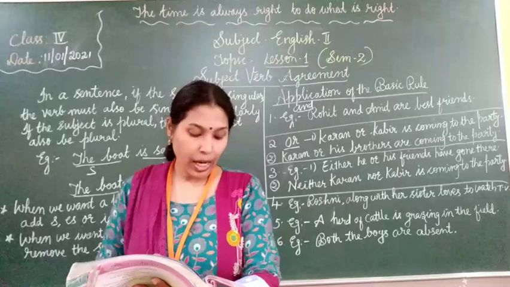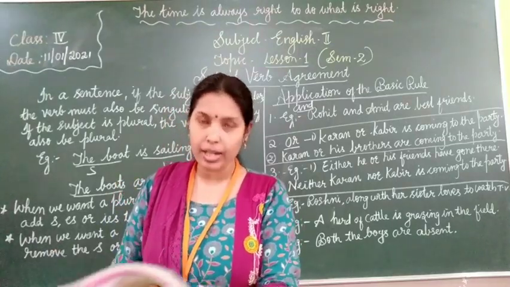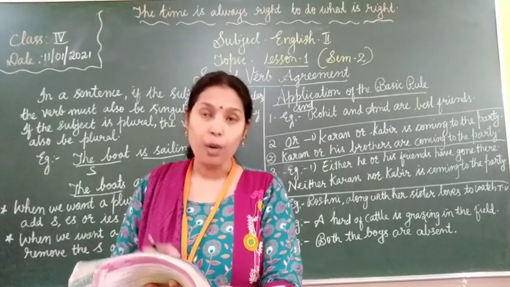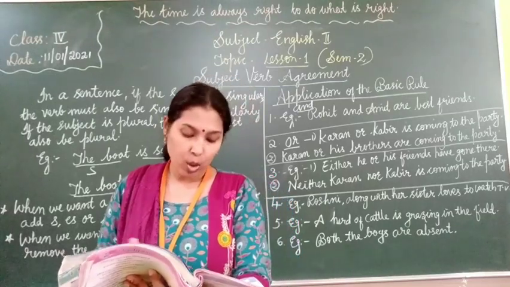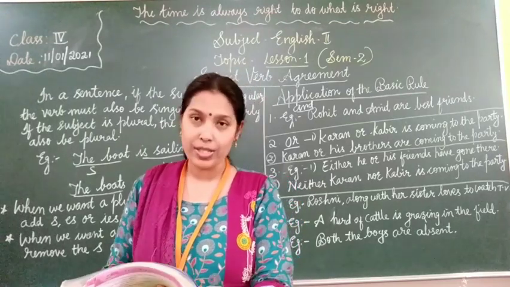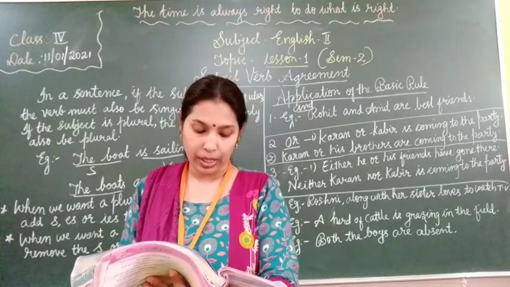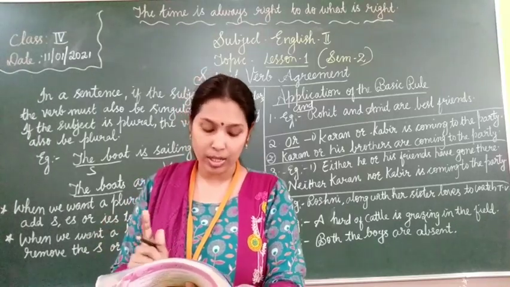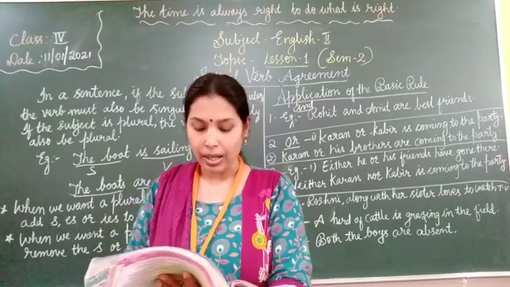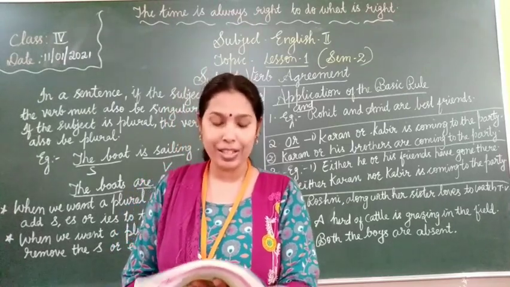Next, we have read about the basic rule that the verb must agree with the subject number. Moreover, the verb must also be according to the person of the subject. So, see the examples: I play, we play, you play. He or she is singular, so we will use plays, and they, plural, play. After the verb there is no s or es, right?